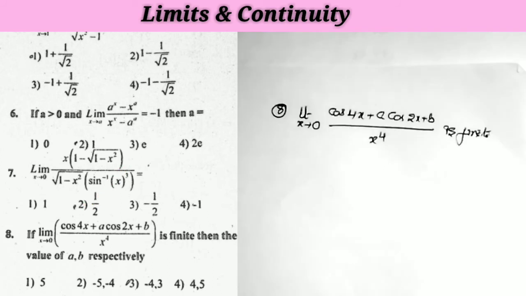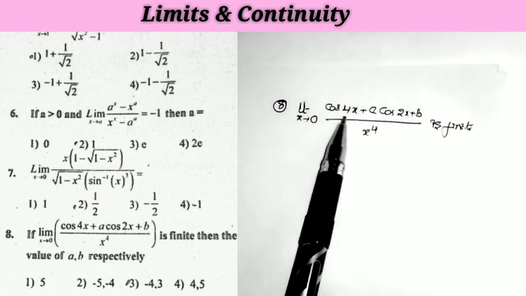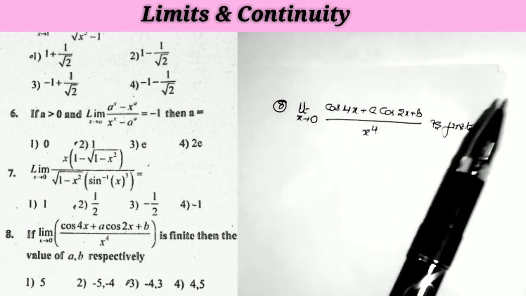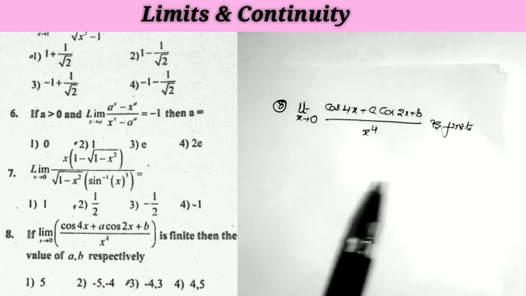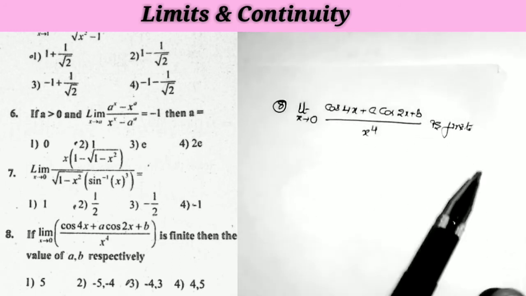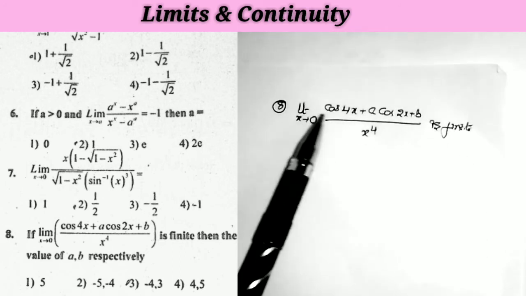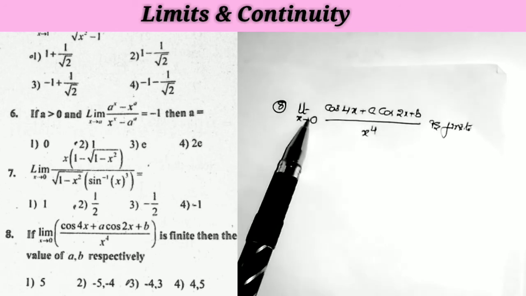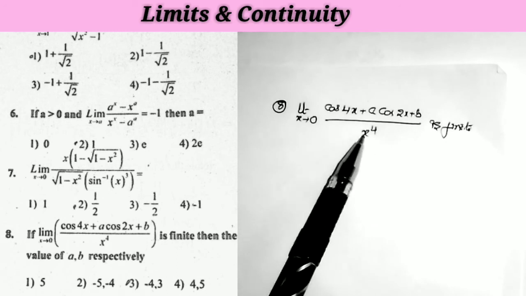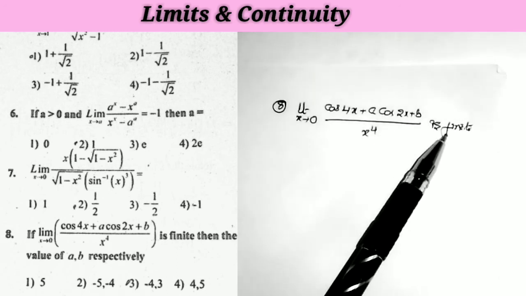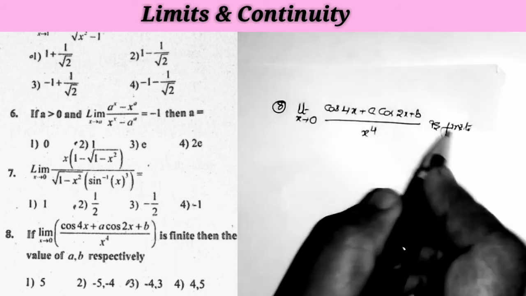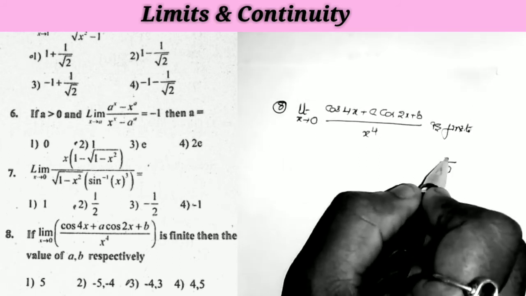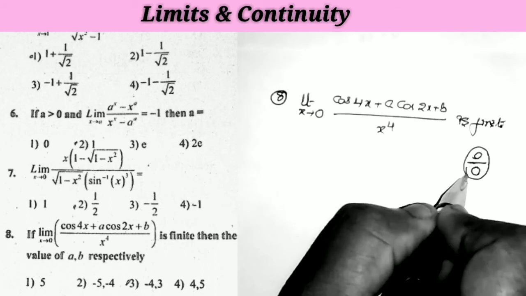That's all. Next question. Limit x tends to 0, cos 4x plus a cos 2x plus b by x power 4 is finite. Then what are the values of a comma b? So given that this value is equal to a finite value. When we take x equal to 0 in the denominator, what do we get? The denominator becomes 0. Given that it is a finite value, here the denominator is equal to 0 means the numerator must be equal to 0. This is the 0 by 0 form.